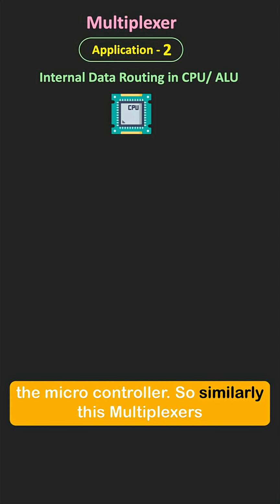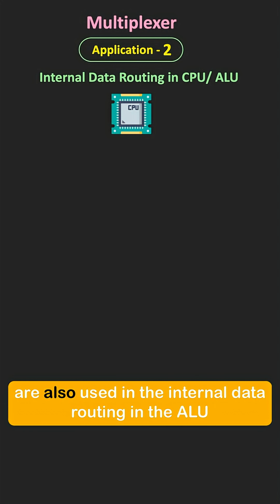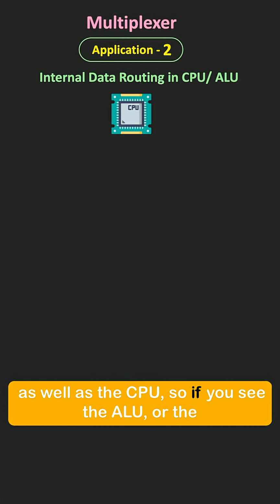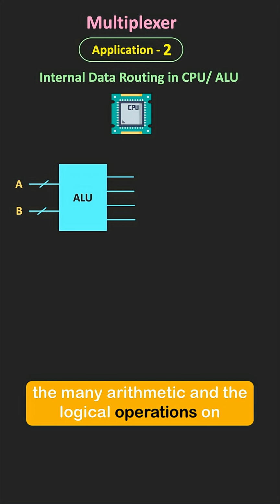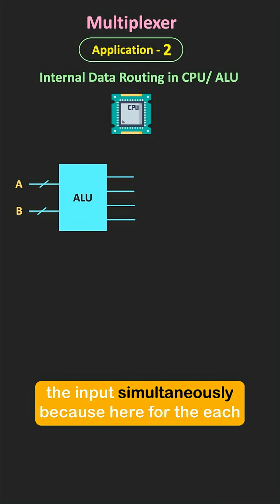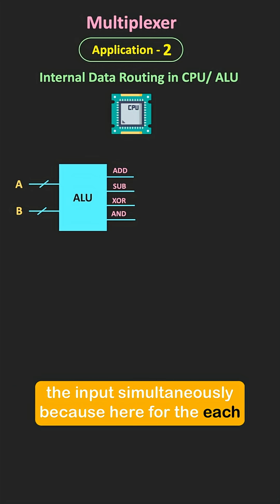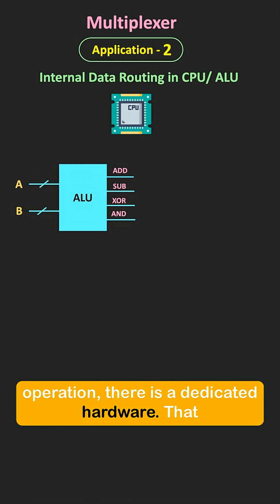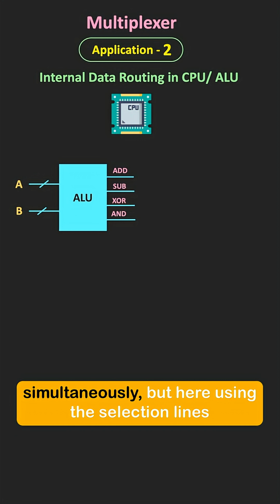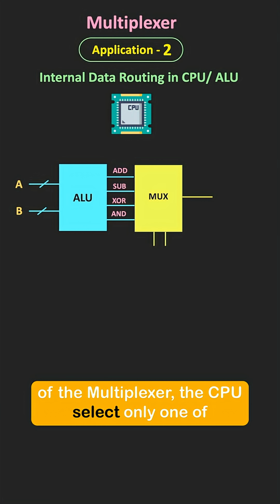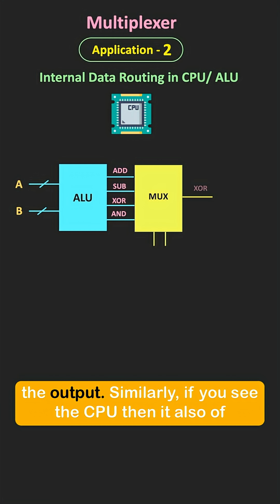Similarly, multiplexers are also used in the internal data routing in the ALU as well as the CPU. If you see the ALU, or arithmetic and logical unit, it performs many arithmetic and logical operations on the inputs simultaneously, because for each operation there is dedicated hardware. That means all the outputs will be available simultaneously. But using the selection lines of the multiplexer, the CPU selects only one of the outputs.